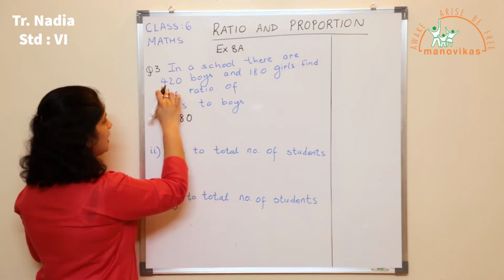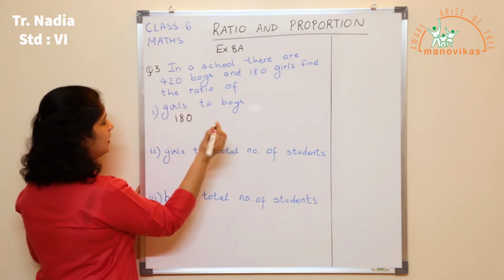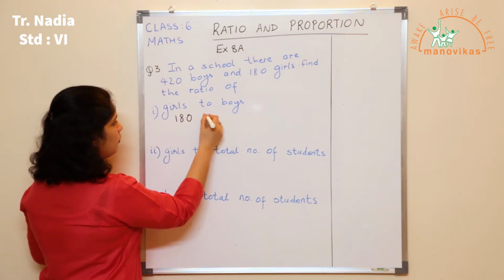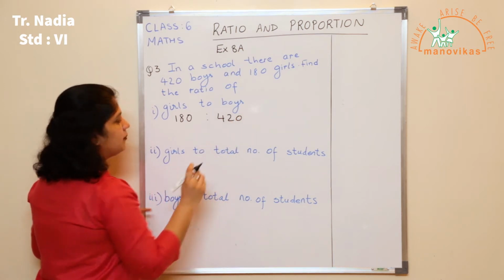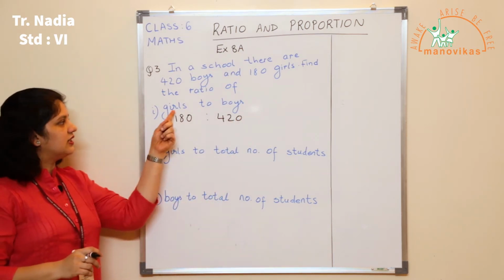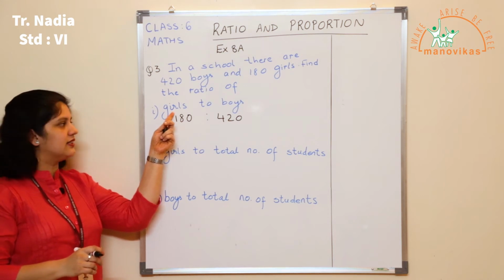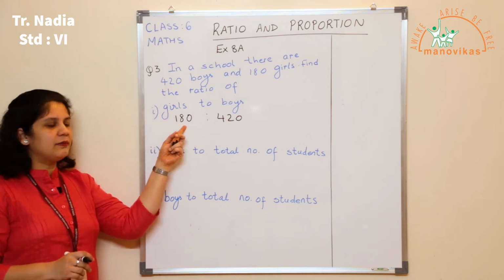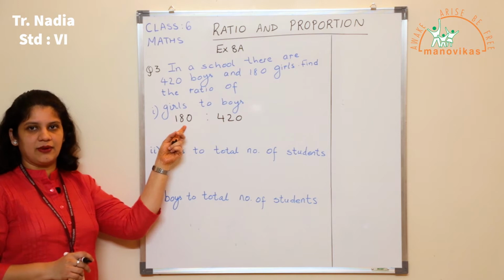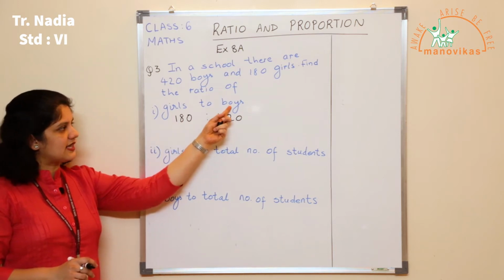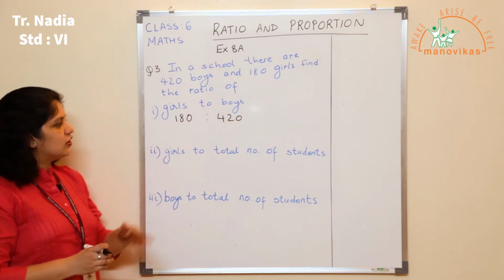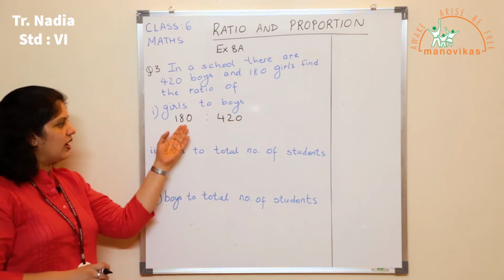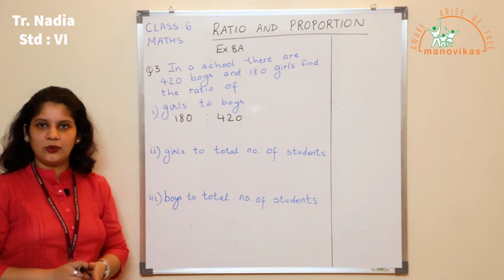To boys, let's see how many boys are there? 420 boys. So the ratio will be 180 is to 420. Please remember children, since the word girls is mentioned first in the question, the numbers signifying girls will come first, boys is second, so the numbers signifying boys will come second. So in the ratio form, it is 180 is to 420.